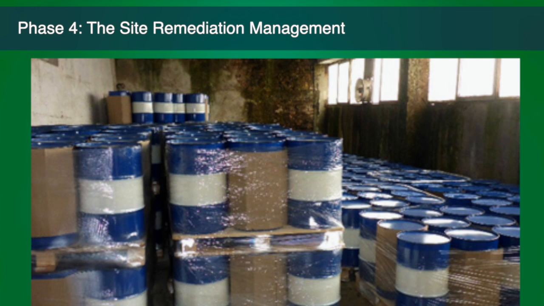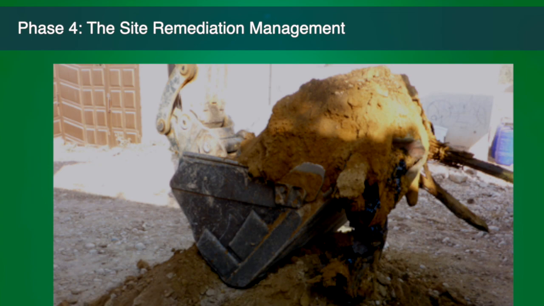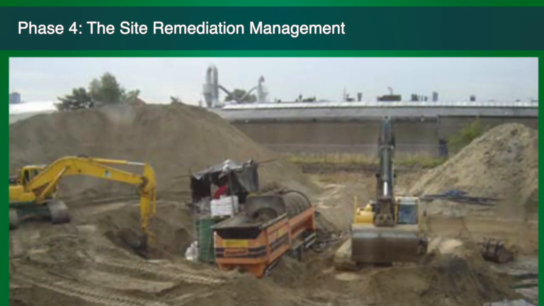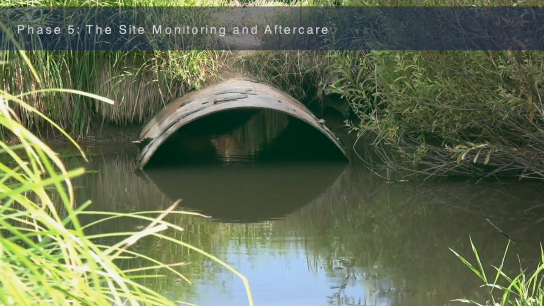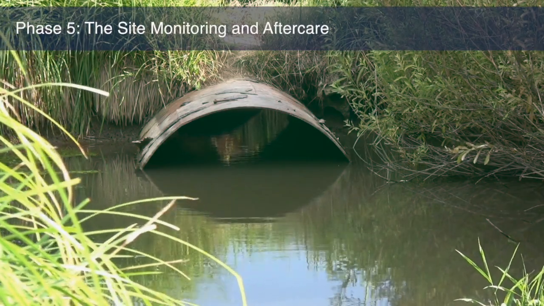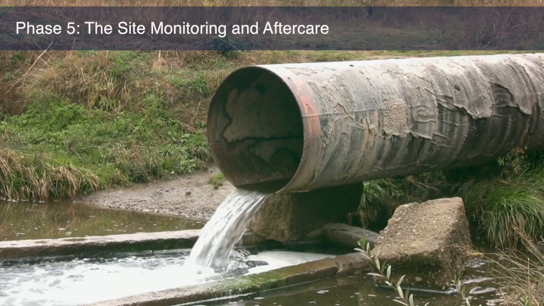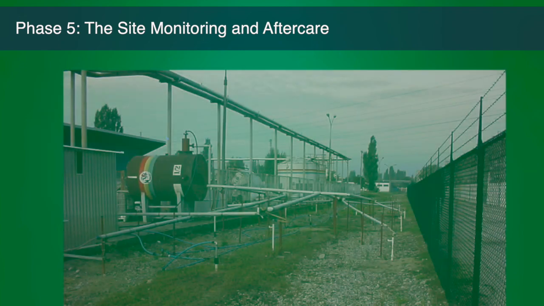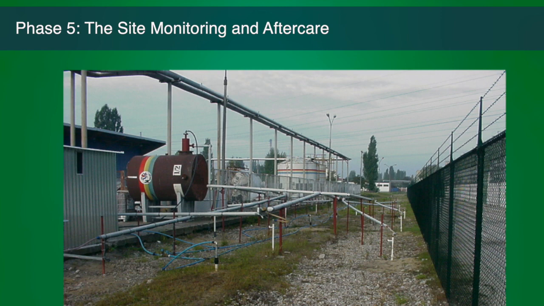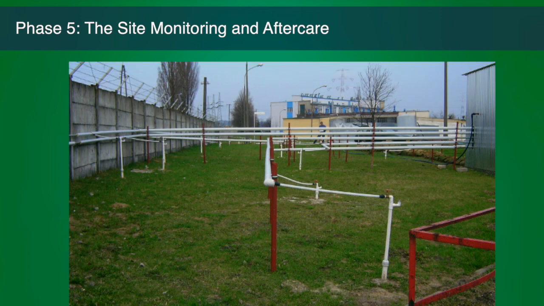Here, the PCB containing waste and oil was packed and temporarily stored, awaiting final disposal. The PCB contaminated soil was excavated, loaded, and brought to a soil treatment facility. After the remediation works are completed, very often there are remaining risks caused by, for instance, groundwater contamination. Such sites need monitoring and aftercare, Phase 5, of the sustainable management of PCB contaminated sites. In this example, monitoring and aftercare were needed for years to see if the installations prevented off-site migration.